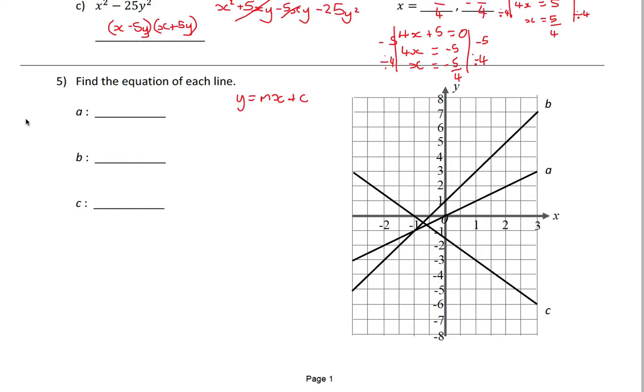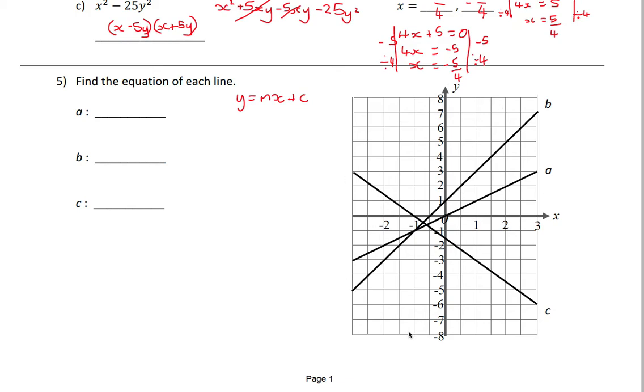Now I'm just going to finish with the last question which is on the page. Number 5, we have to find the equation of each of these lines. Okay, so we'll start with line A. Now before we do that, the first thing to notice is that this set of axes has different scales for each axis. The x-axis is going across 2 squares for every 1, and the y-axis is only going up 1 square for every 1.